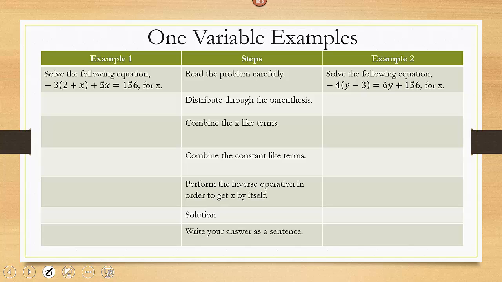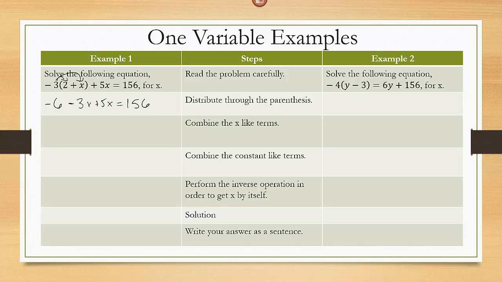So we're first going to want to distribute through the parentheses, because PEMDAS, parentheses first. So let's distribute our parentheses. So -3 times 2, so we're going to distribute this right here. So -3 times 2 is -6. -3 times x is equal to -3x. And then plus 5x equals 156.